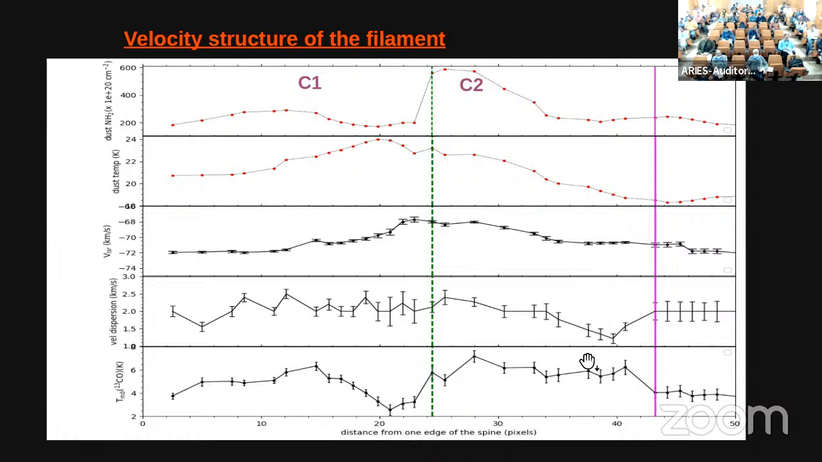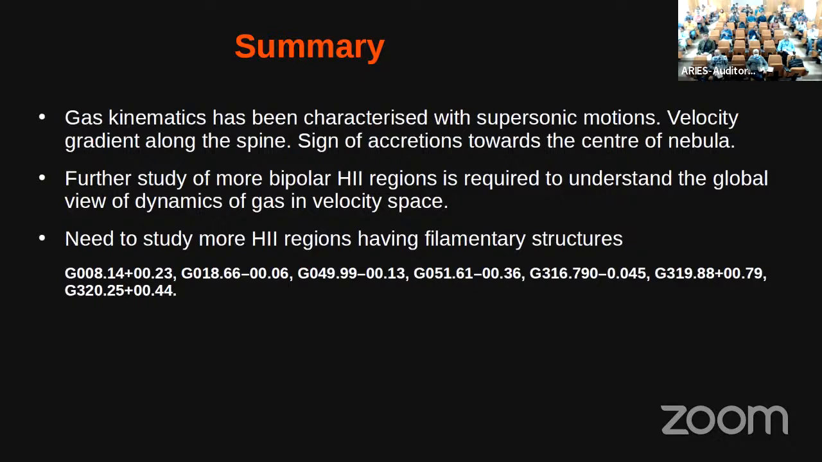By looking at the 13CO main beam brightness temperature, I found that around this most massive core it is the lowest temperature that I was getting, and around this core also. Otherwise, over these two ranges it was kind of a constant temperature. With this preliminary result, I would like to say that the gas kinematics for this particular spine gives a hint that there is supersonic motion towards this filamentary structure, and a velocity gradient along the spine, which may be responsible for gas accretion toward the center of the nebula.